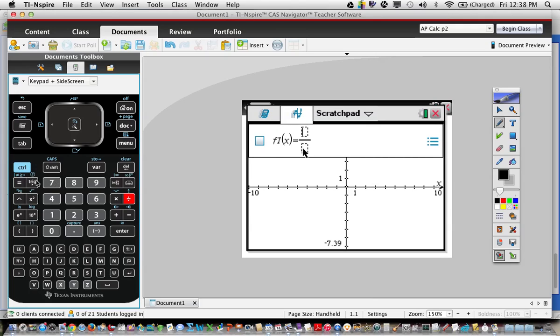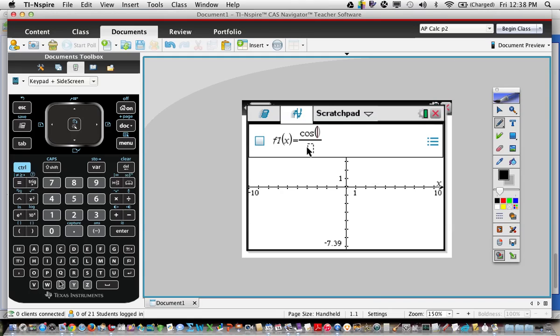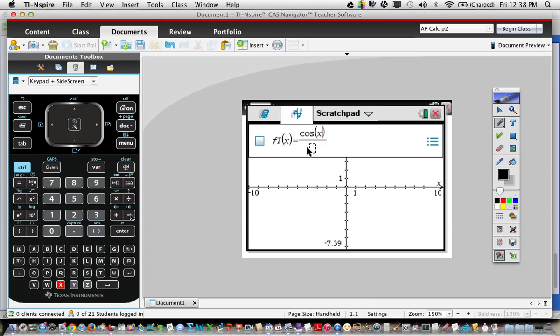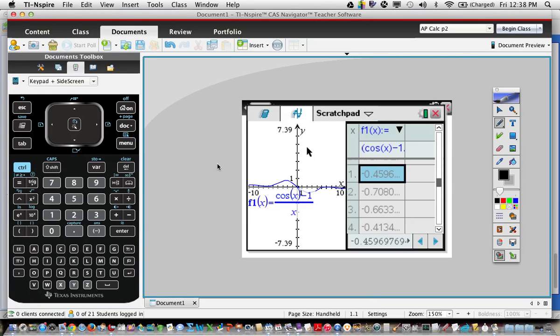We'd have cosine of x minus 1. Is that, no, that's not right. No, oh, the minus 1's outside. Okay. Over x. All right? And then we go to our table, Control T, give us our table.